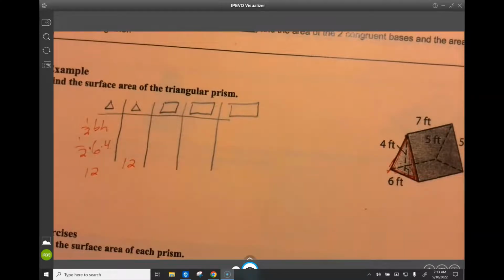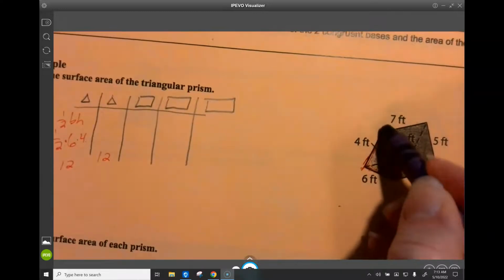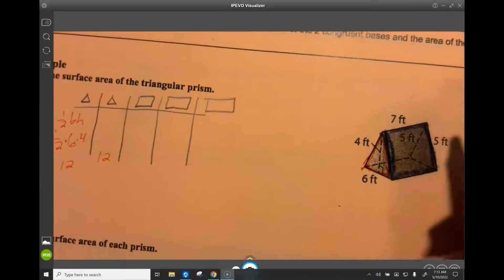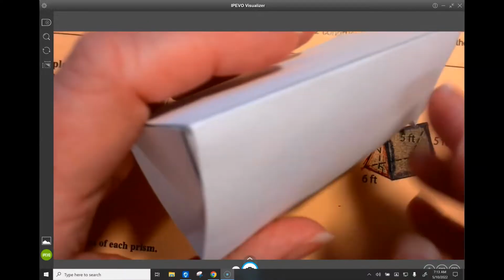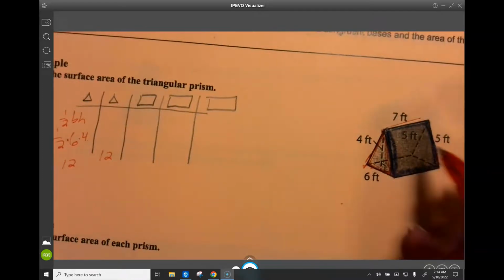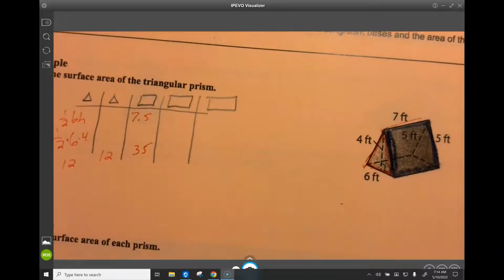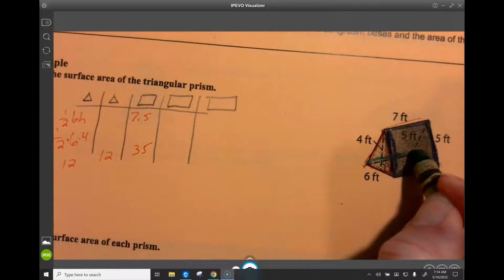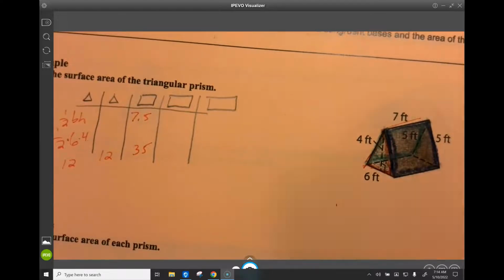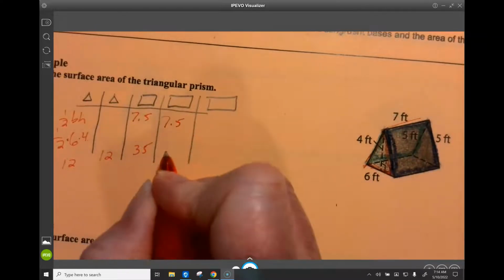Now I'm going to trace all the different rectangles. I have this obvious rectangle right here, kind of like a front side. So if I were looking at my prism like this, it'd be this side right here. What is that side? Well, that's a 7 by 5. So 7 by 5, that one's 35. Now I have this rectangle back here. See this one back here? What is that? Well, that's a 7 by 5, which is also 35.